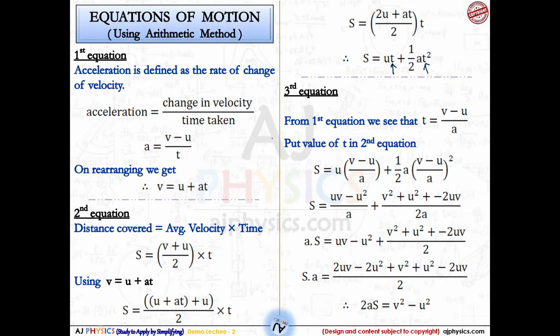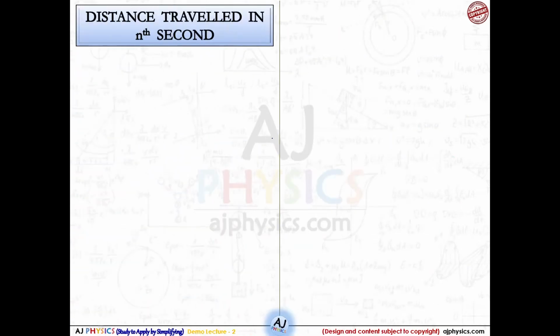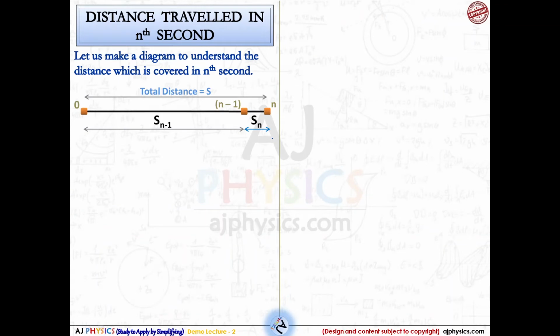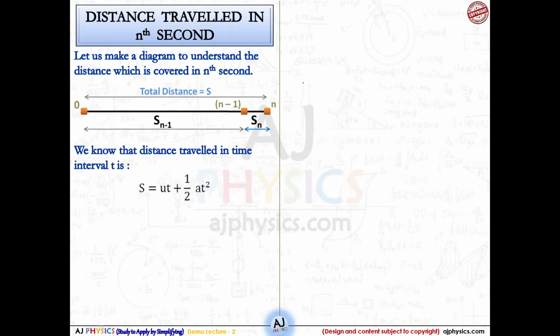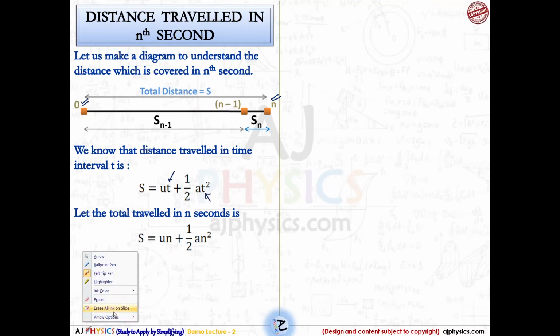And now let us come to the first main important topic of this kinematics, that is the distance covered in the nth second. Now in this case, we'll try to use the second equation of motion, which is s is equal to ut plus half at square. So we know that the total distance covered, starting from 0 to total time n seconds, will be ut plus half at square. We can substitute the value of t as n.